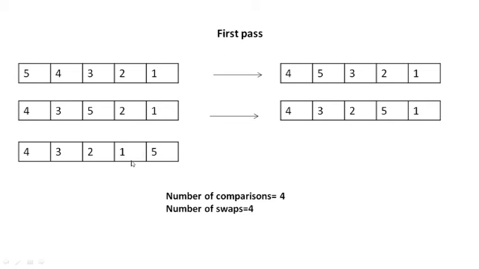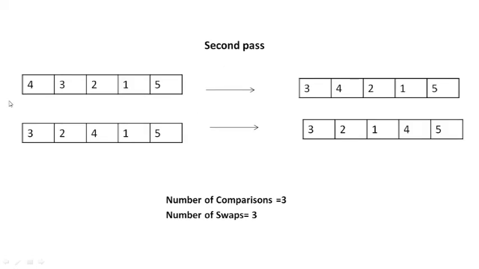The maximum number of comparisons is always going to be n-1, because if there are n elements, and there are 5 elements here, we got 4 comparisons. Because we are not going to compare the last element, as we'll be comparing pairwise, so it is n-1. And then in the second pass we are again going to compare 4 and 3.